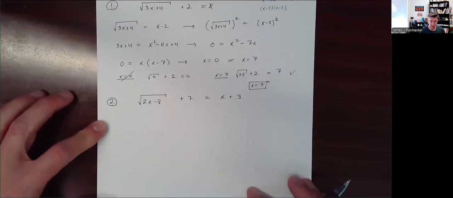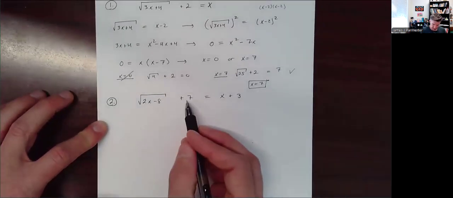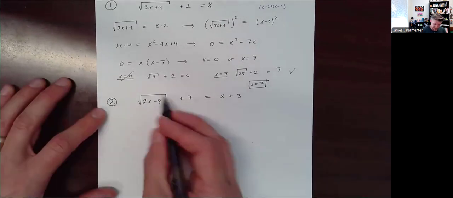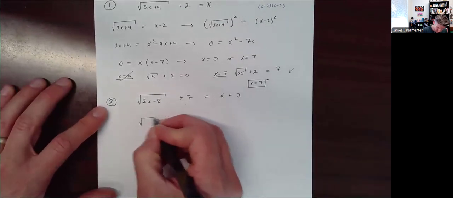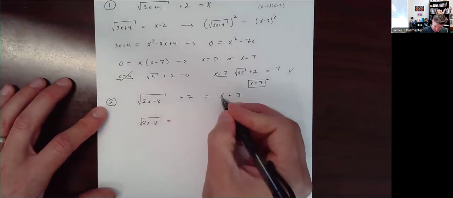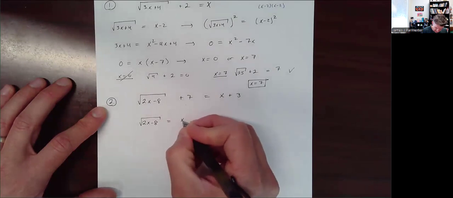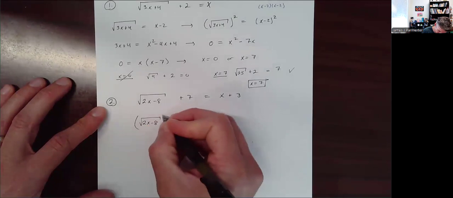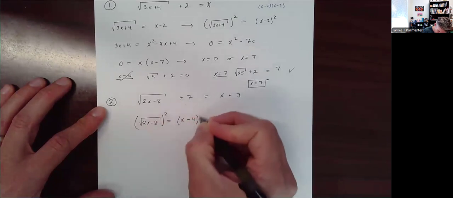Let's look at this next one. So we have the square root of 2x minus 8 plus 7 equal to x plus 3. We're going to start off the same way by isolating the radical. So the square root of 2x minus 8 equal to x plus 3 minus 7. 3 minus 7 is minus 4. And then we're going to square both sides. That's probably fine just to slap on a square to both sides here.